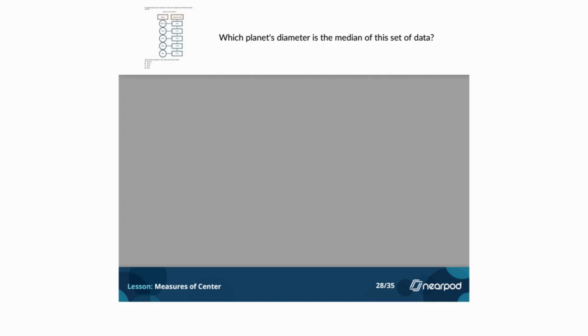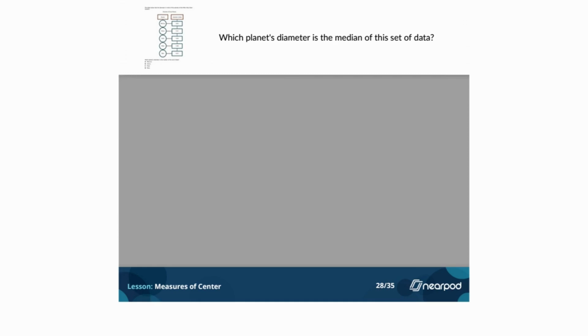The question says, which planet diameter is a median of the set of data? So I'm going to ask you to go back to your Nearpod and actually look for this question, because I can't even see it. I'm going to have to go back to the Nearpod and look at it. So give me a second. This one is giving you a list of planets, and they're asking you to find the median. So again, they're asking you only to do one thing, which is the median.